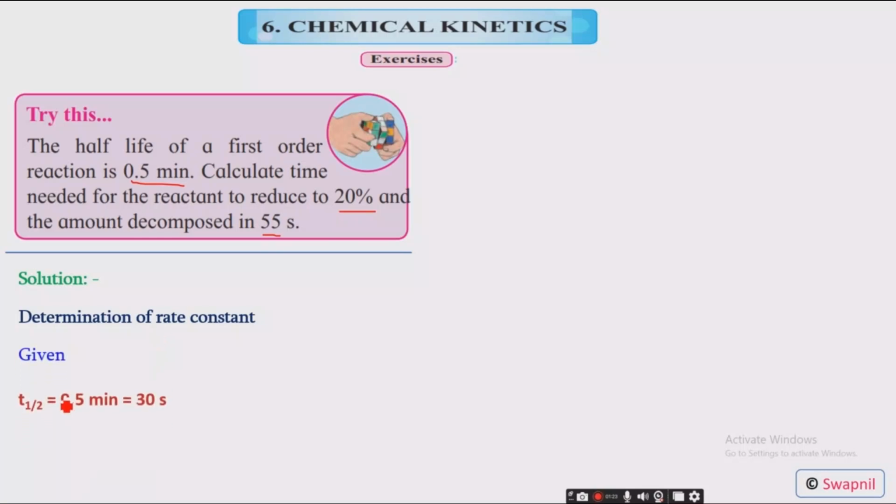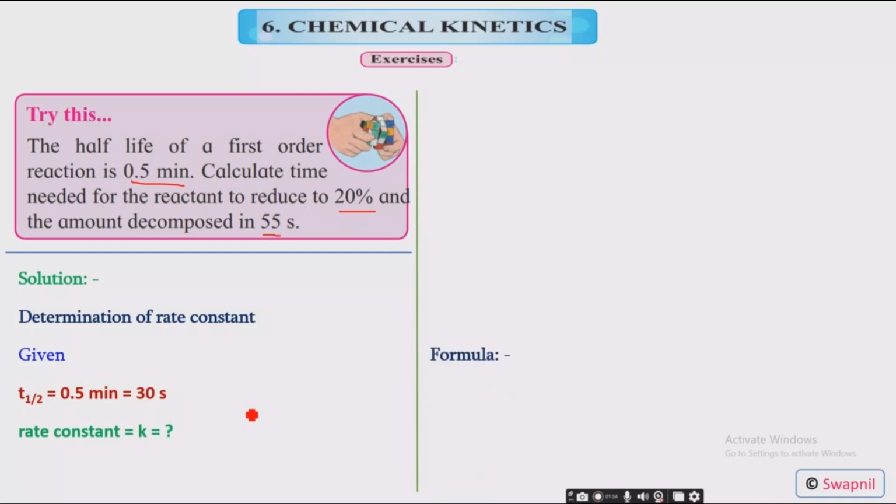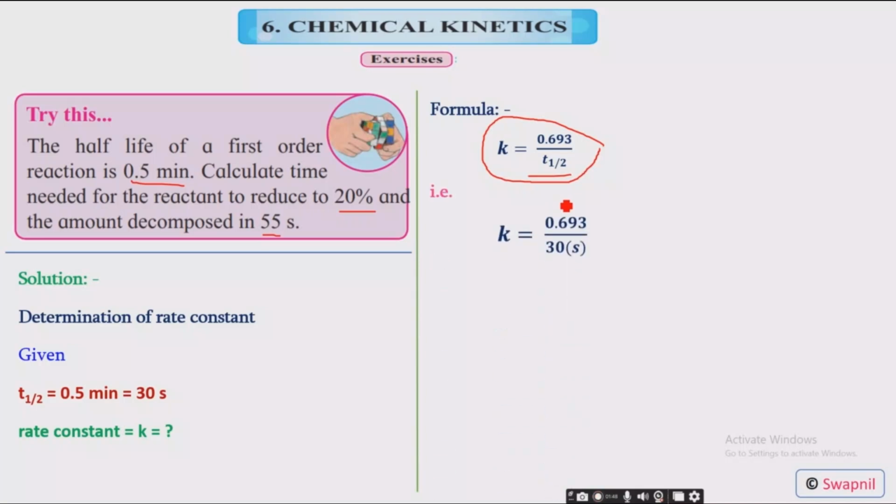We are given that T half, that is half life, is equal to 0.5 minutes, that is 30 seconds. Now rate constant K we have to find out. So the formula is K is equal to 0.693 divided by T half. This is the relation between half life of a first order reaction and its rate constant. Now substituting the values, we get K is equal to 0.693 divided by 30.